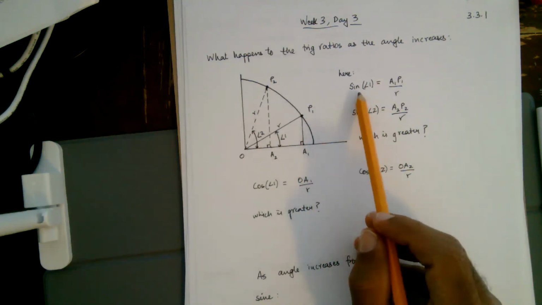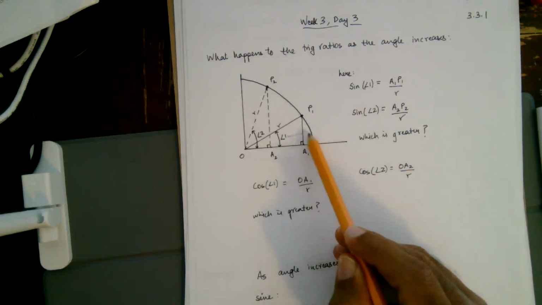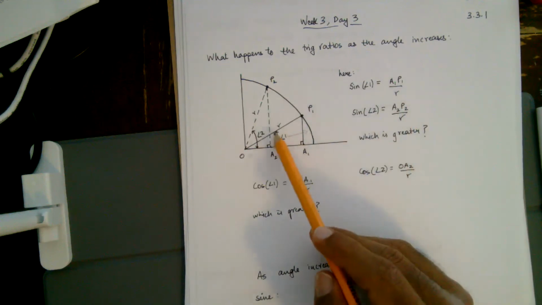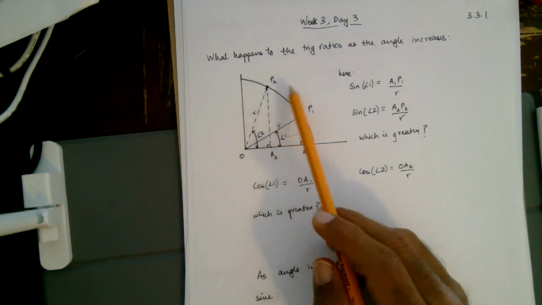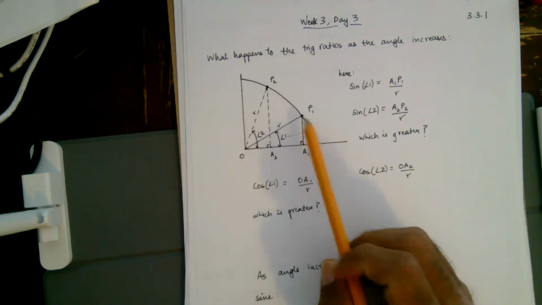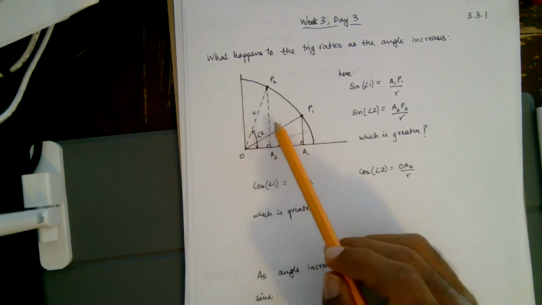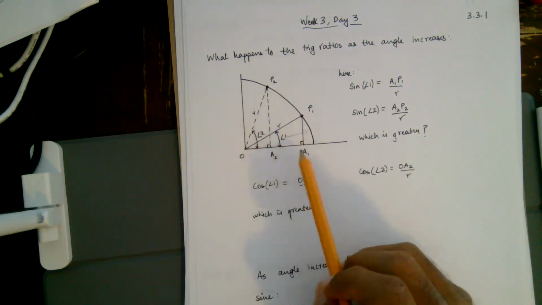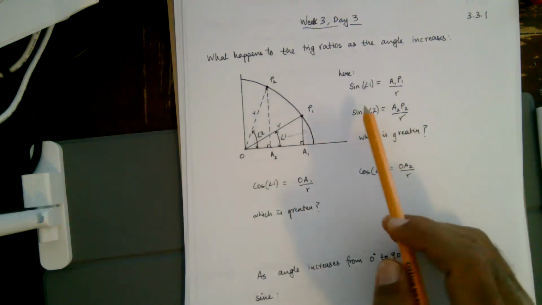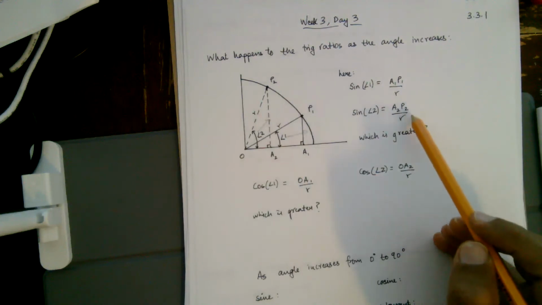So let's say sine A1, or sine angle 1. That's opposite, which is A1P1, over hypotenuse, which is R. Now here is where the arc of the circle comes in. The reason I put them in a circle is so that the hypotenuse for both triangles is the same length, which is R. And sine angle 2 is the side opposite to angle 2, which is A2P2, over R.